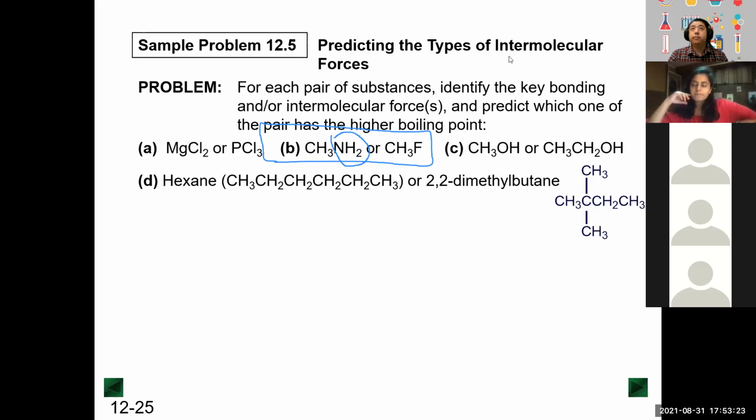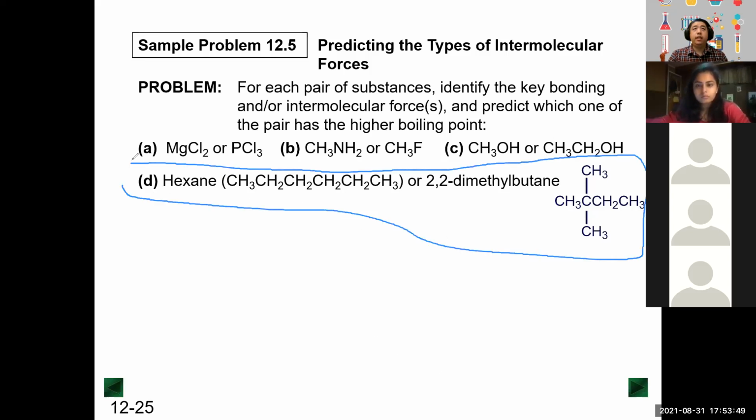Okay. Next one here. Oh, sorry, this one right here. Methanol or ethanol? And the answer would be ethanol, CH3CH2OH, just because there is a larger mass in the process. And then the very last one here, this is the entire problem here. Which one of these has a higher boiling point, the left or the right?